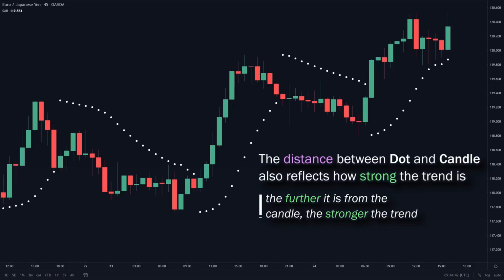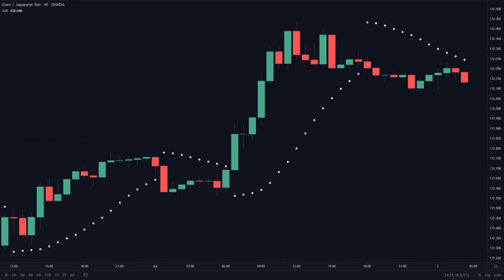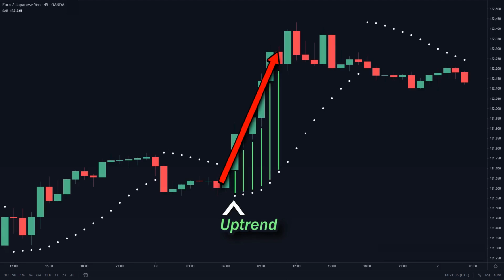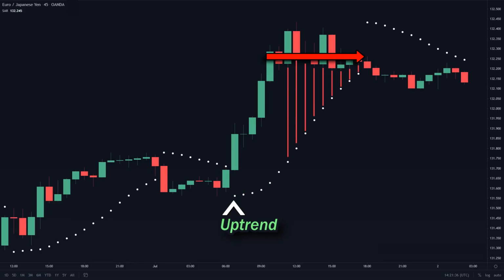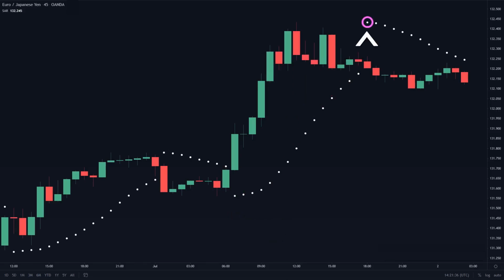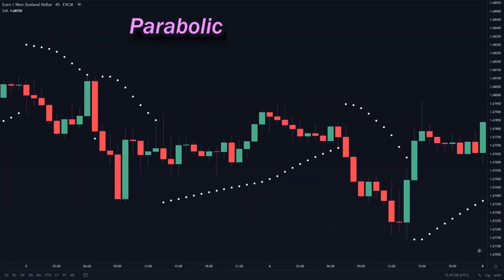Let me show you an example. So here, we can see that the dot is below the candle, indicating that the current market is on an uptrend. Then, as the uptrend starts gaining momentum, notice that the distance between the dot and the candle also increases. And after that, as the momentum starts getting weaker, the distance between the dot and the candle becomes narrower, until finally, the dot switches to above the candle, indicating that the direction of the trend has now reversed to the downside.